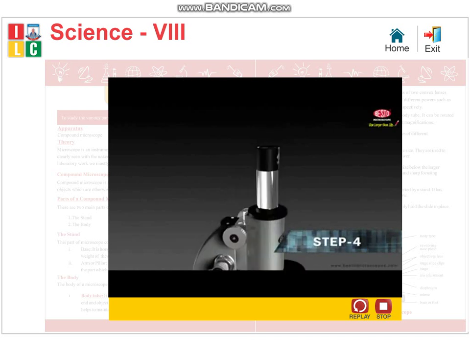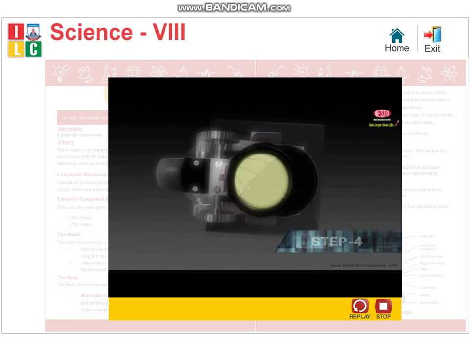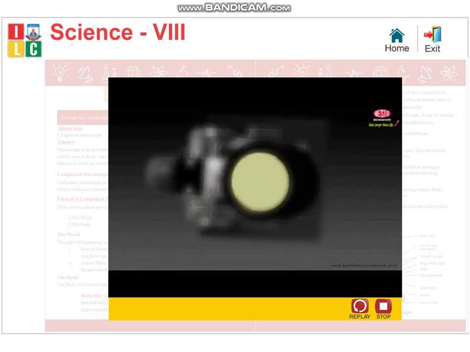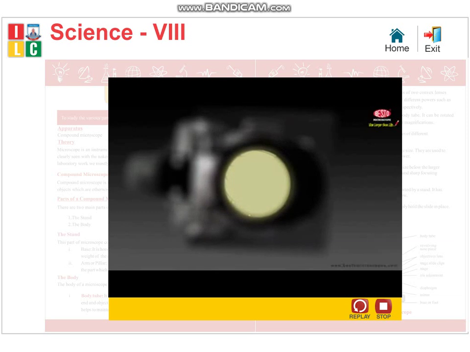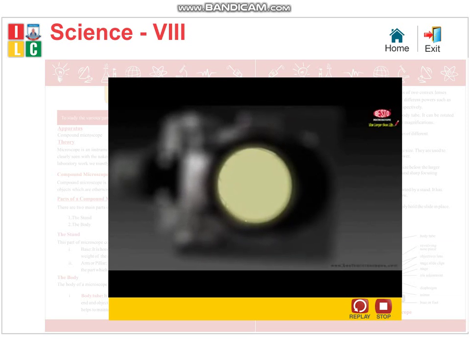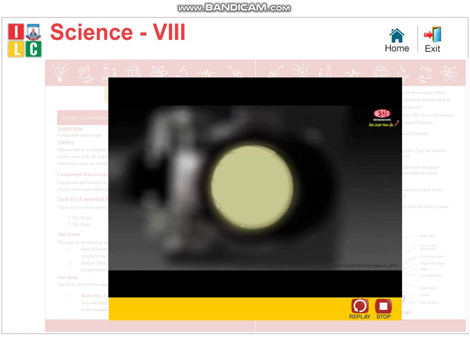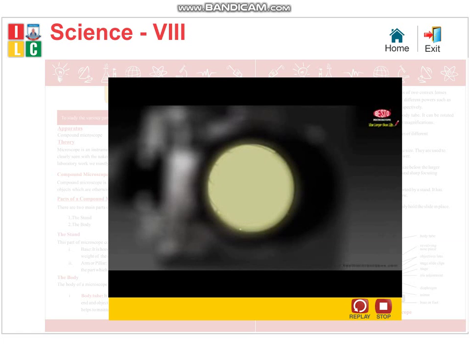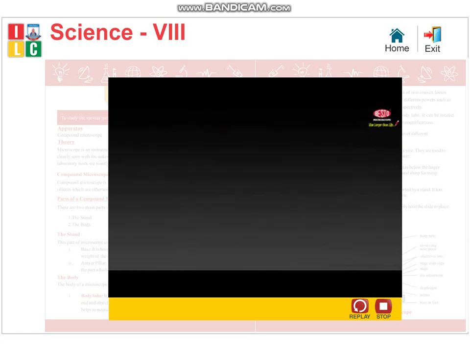Step 4. Look through the microscope. You should see a circle of light against a black background. Twist the plano-concave mirror around to make the circle as bright and even as possible. If you cannot see a circle of light, your objective lens is probably not in line with the ocular tube. Adjust the nosepiece until you hear the lens click into place.